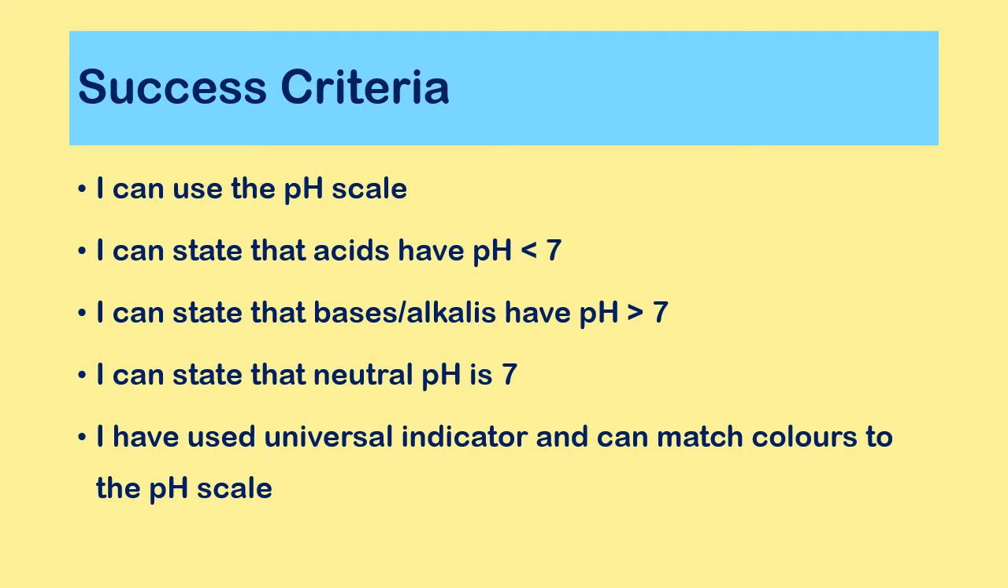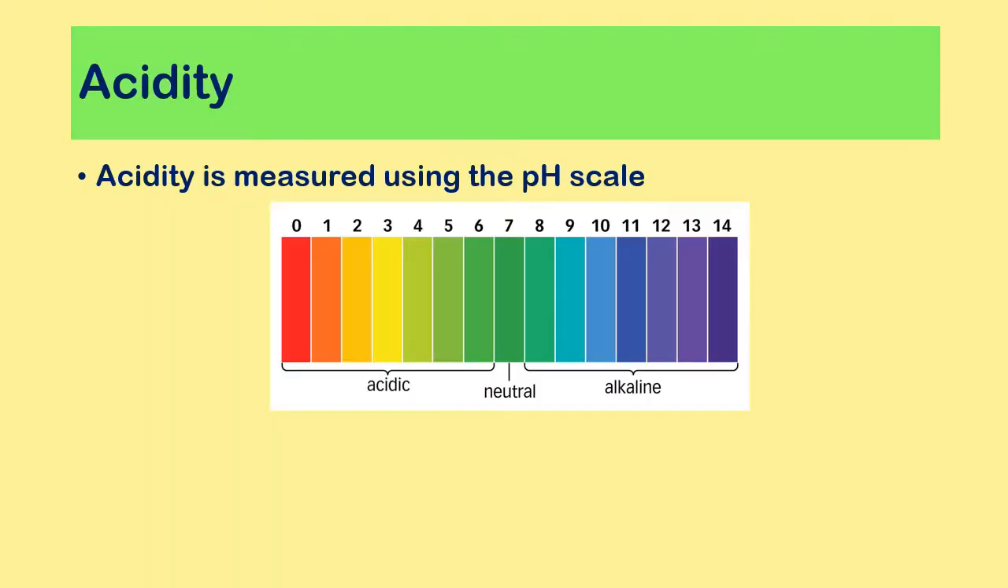In terms of success criteria, I can use the pH scale. I can state that acids have a pH less than 7. I can state that bases or alkalis have a pH greater than 7. I can state that neutral pH is 7. And I have used universal indicator and can match colours to the pH scale.